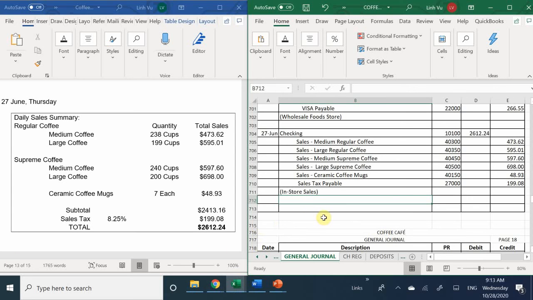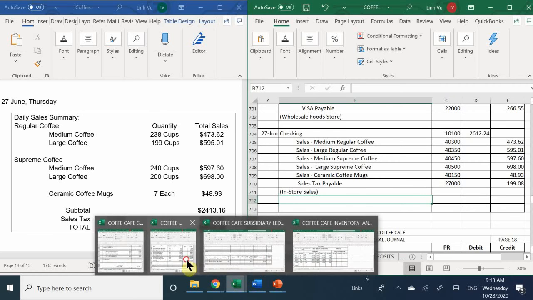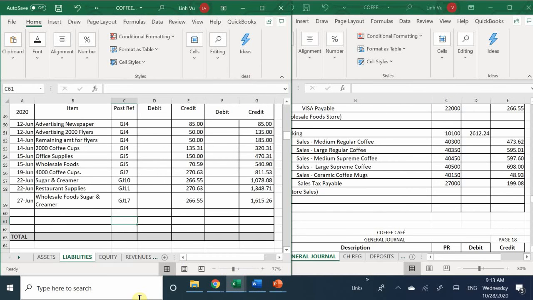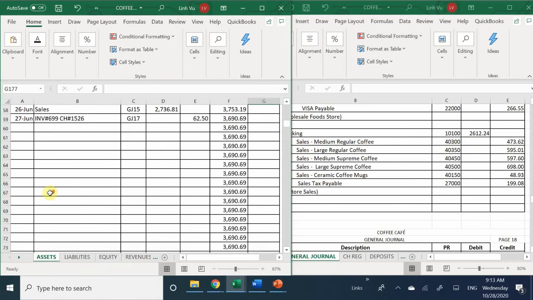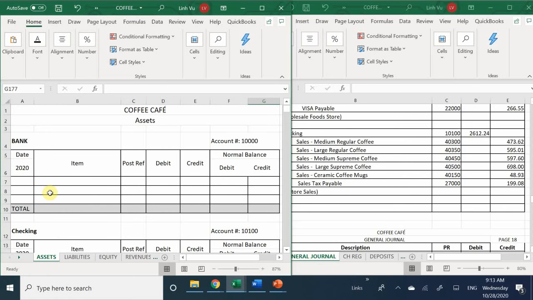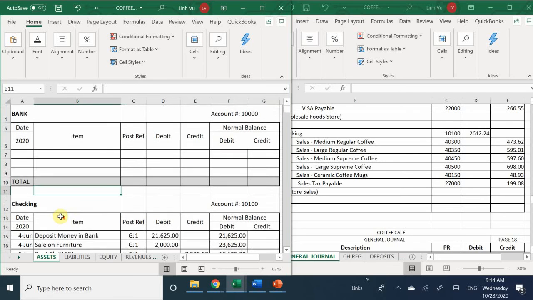So where are we going to go next? Ledger. Okay. I always go by the account reference numbers if I'm doing it by hand. So I just go to the section that says 40300 in the ledger to record. Okay, so you go by account numbers. First one is 10100.